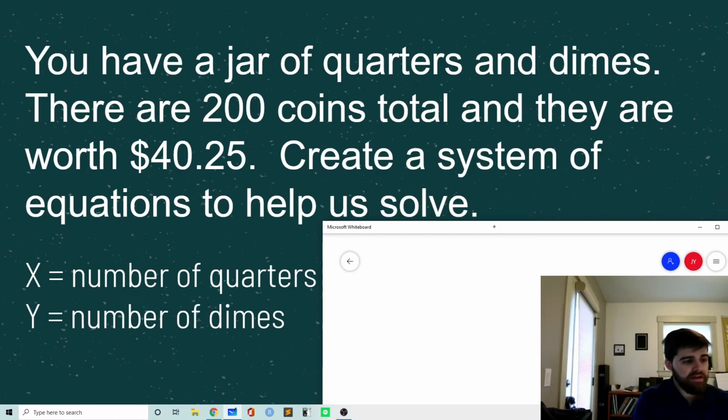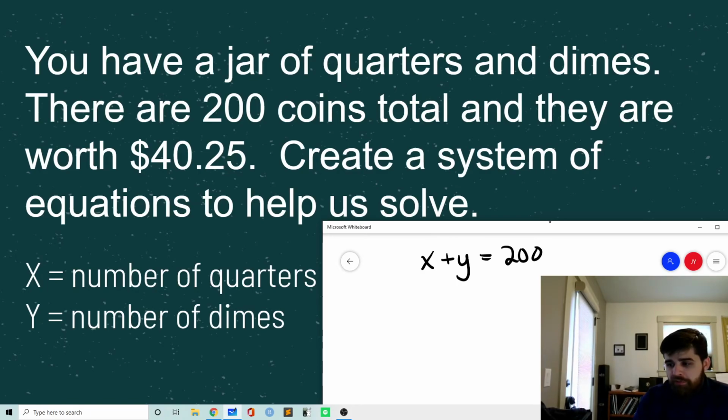All right, so X is going to represent the number of quarters we have. Y is going to represent the number of dimes. And we get a little bit of information here. There's 200 coins total. So if I put the quarters and the dimes together, we get 200. So that's our first equation. If I add number of quarters to number of dimes, it's going to add up to 200.